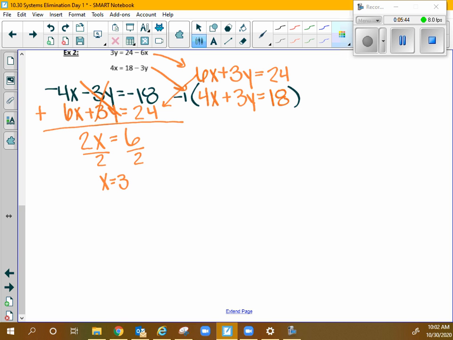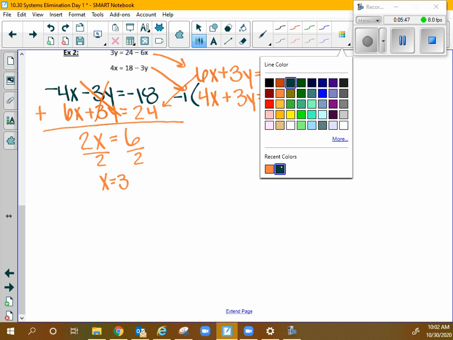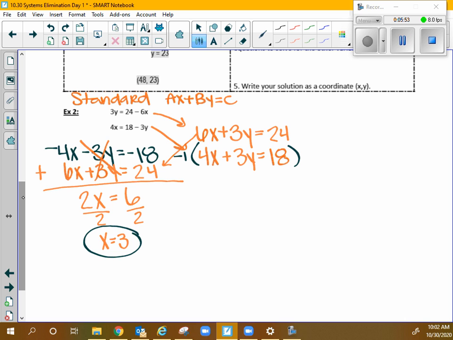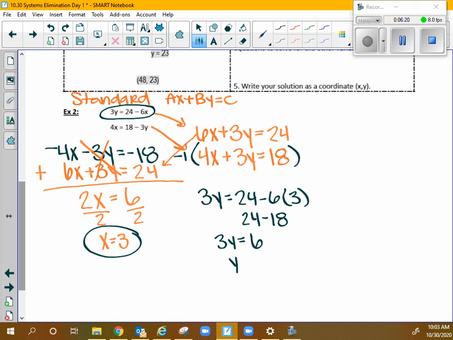Exactly. Because now, my last step is the same for substitution and elimination. I'm going to take this, and I'm going to plug it back in to one of my equations. So I guess let's do this one, right? So 3y equals 24 minus 6, and now we know x is 3. So 24 minus 18, which is 6. So 3y equals 6, so what's y? 2. So my solution is (3, 2).